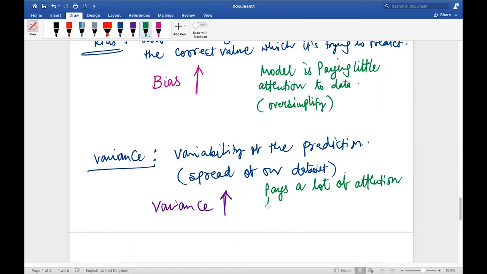What happens when you pay a lot of attention? It means it is kind of memorizing. It is not generalizing. So whenever you are learning something, if you try to memorize, your concept will not be good. Yes or no? Right. Correct? That means you are just following each and every point. That is happening currently with our class. Right? Yes. No.